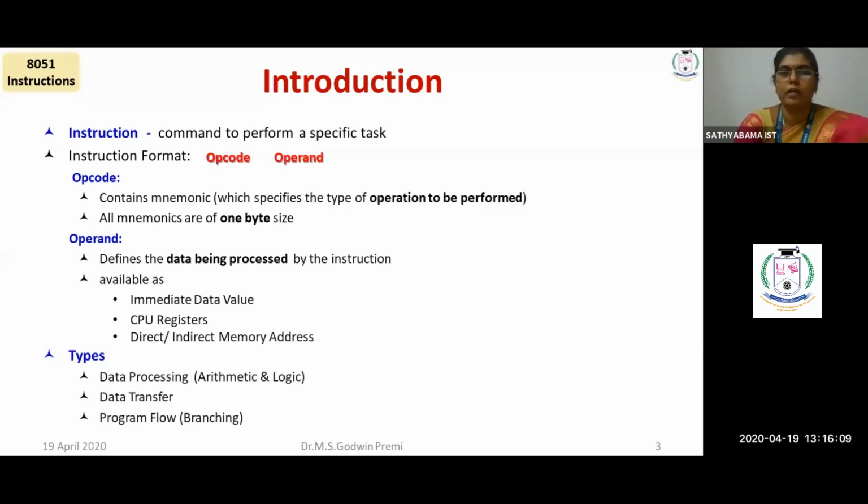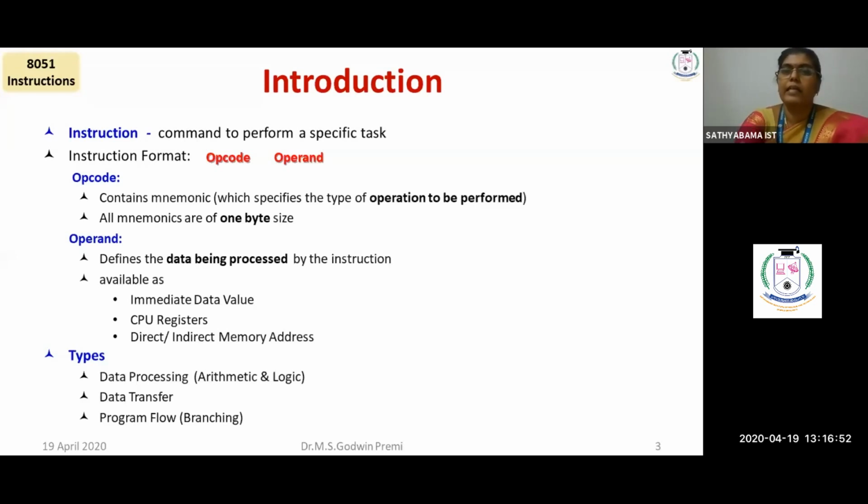a specific task. The instruction format in 8051 contains an opcode as well as an operand. The operand follows the opcode. The first part of the instruction is the opcode. It contains the mnemonic. Mnemonic is nothing but the operational code which specifies the type of operation to be performed. The operation to be performed is indicated by the mnemonic, which is the operational code, called opcode in short. All mnemonics are 1 byte in size. So all the instructions will have a minimum size of 1 byte.